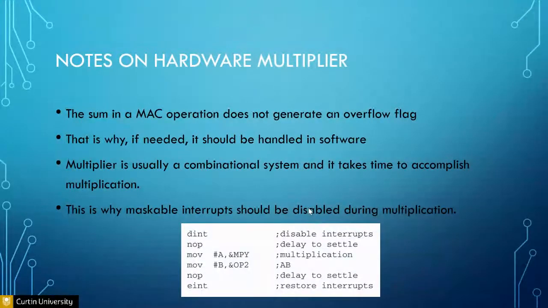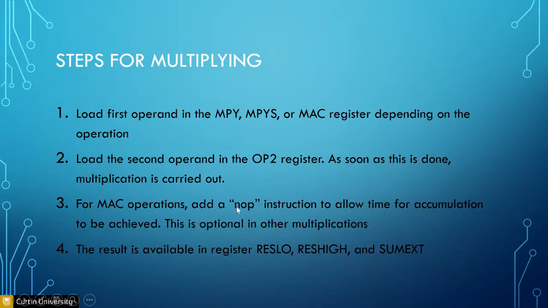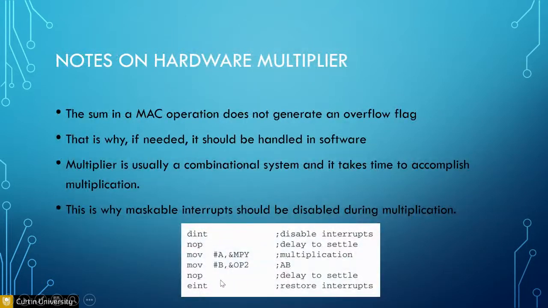So this is an example. Okay, you move this value A into here, move it into B, and you delay to settle. Okay, so standard procedure. Basically, it's a small delay for you to wait until the answers are generated. So just a small delay will do. You don't need to count 50,000 times or whatever. A small delay will do. Okay, and you restore the interrupt. You disable the interrupt first, then only you do the multiplication. So this is a common procedure.